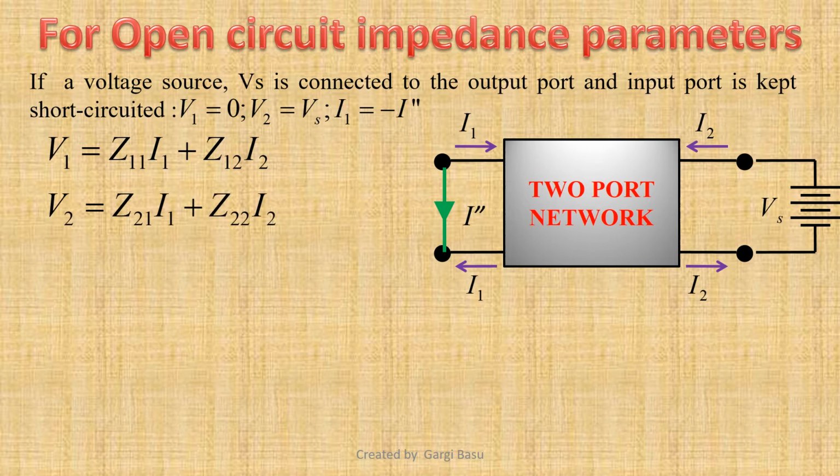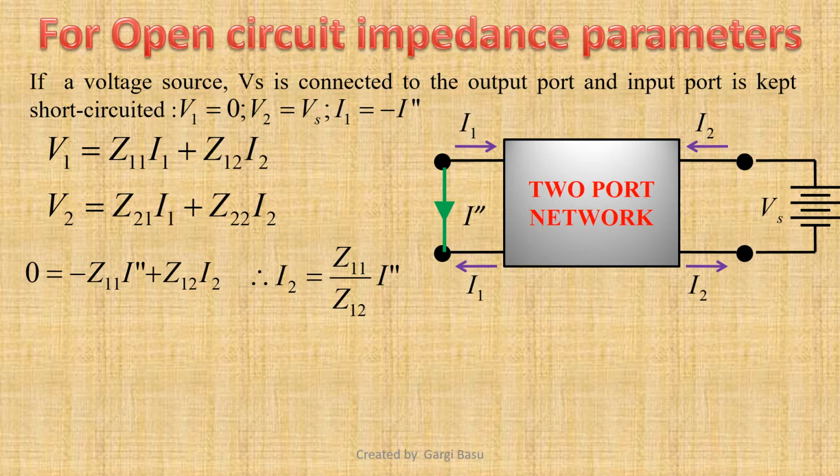As the input port is short-circuited, V1 equals 0. Therefore, from first equation, we get 0 equals minus Z11 times I double dash plus Z12 times I2. Or we can write I2 equals Z11 by Z12 times I double dash. Now, V2 equals Vs.